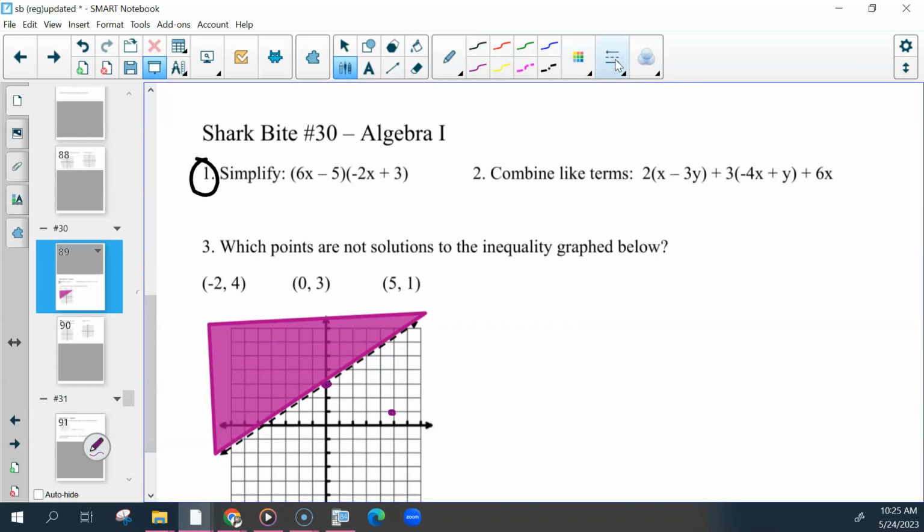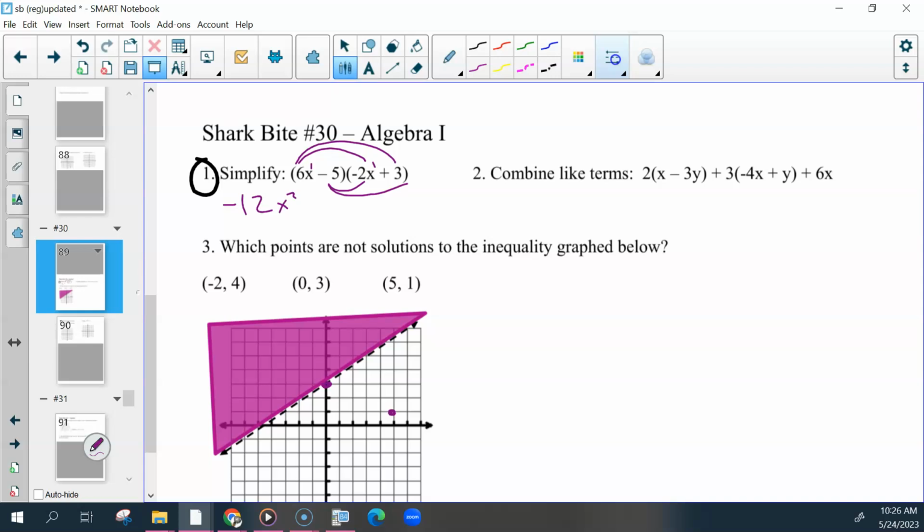Okay, for number 1, this is multiplying binomials. So you're going to FOIL or distribute twice, multiply the first and the outer, the inner, and the last. So 6x times negative 2x, multiply the actual numbers together, and then the exponents, you would add them. They both have an exponent of 1.